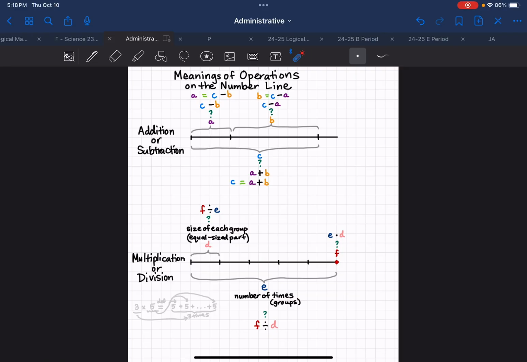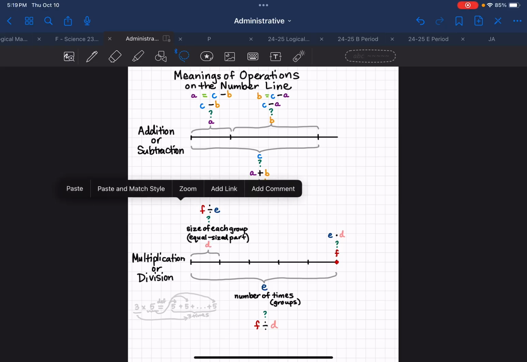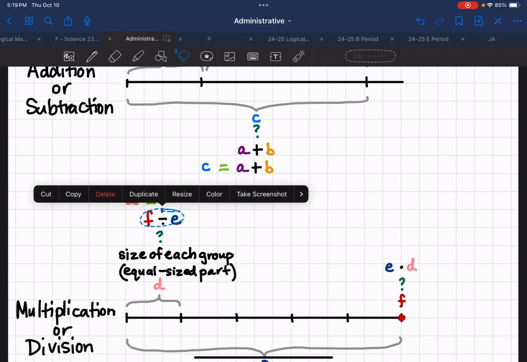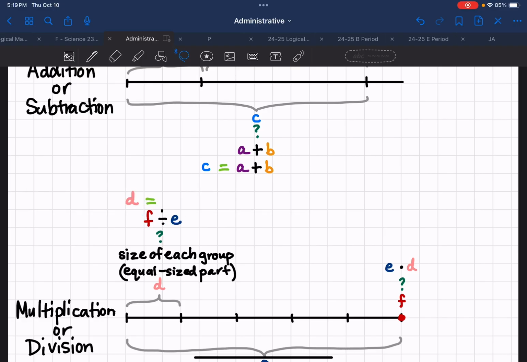All right, so, I have to add one more thing here, which are the equations. Remember, any time that you are naming the same number with 2 different expressions, you can set both those expressions equal because they're naming the exact same number. So we can say that D is equal to F divided by E. And this is just helping you see the connection between expressions and equations.